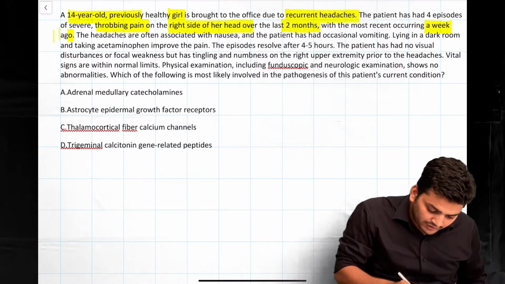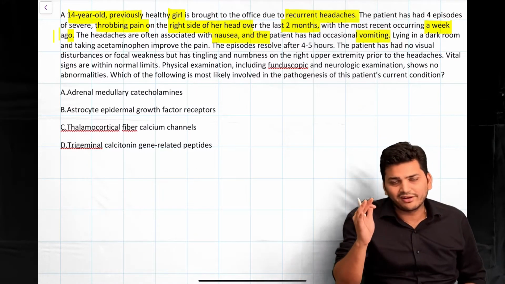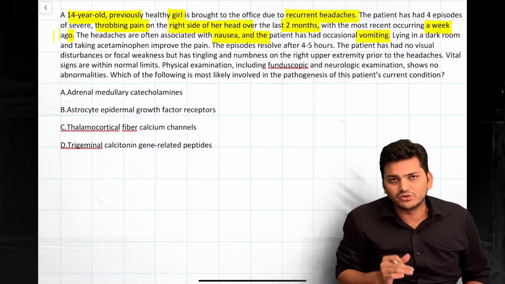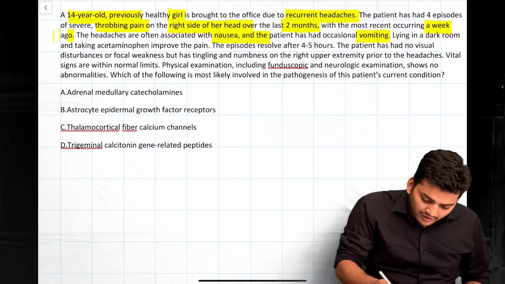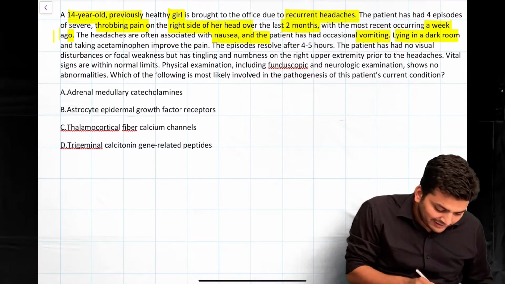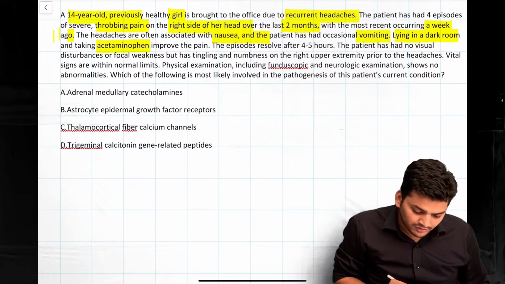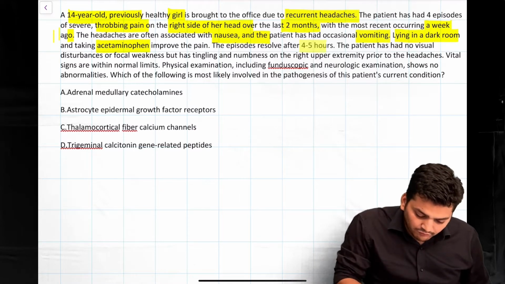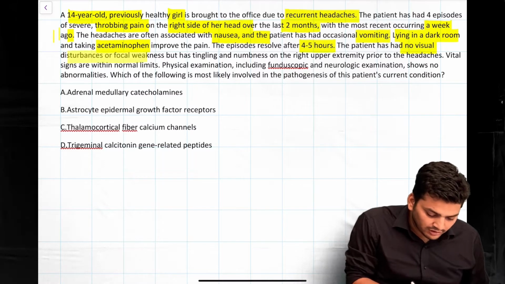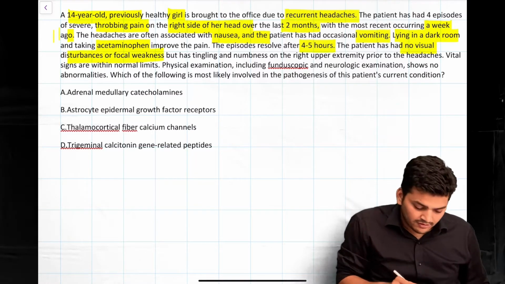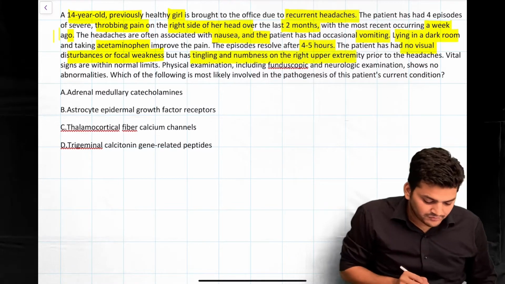The headache is often associated with nausea and sometimes with vomiting. So unilateral headache occurring with nausea and vomiting, and that is occurring in a female patient. The pain is relieved when she is lying in a dark room and taking NSAIDs, that is acetaminophen. The episode typically occurs for 4 to 5 hours, and there is no visual disturbance, no focal weakness, but there is associated tingling in the right upper extremity.